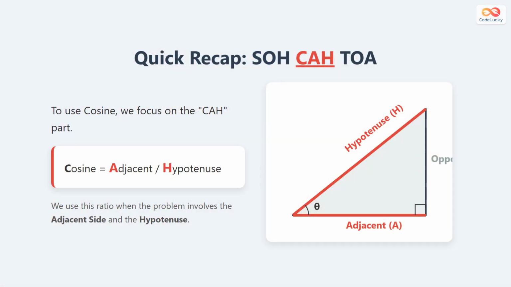First, let's quickly recap SOH CAH TOA. To use cosine, we focus specifically on the CAH part. This stands for cosine equals adjacent divided by hypotenuse. This means we use the cosine ratio whenever our problem involves the adjacent side and the hypotenuse side.